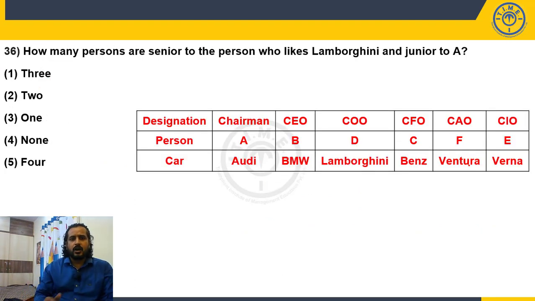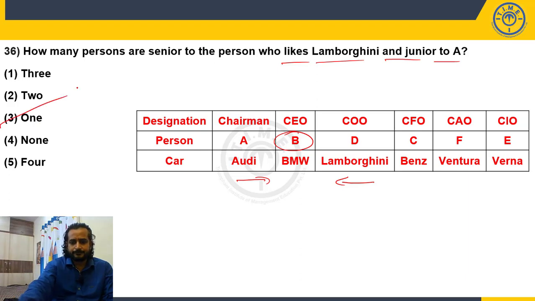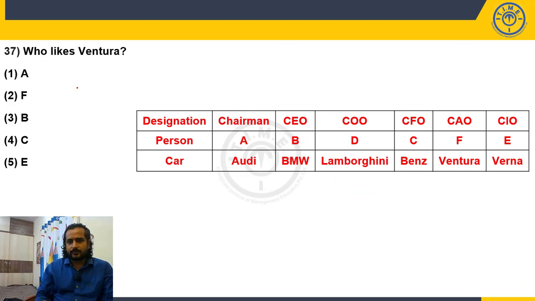Answer the questions. How many persons are senior to the one who likes Lamborghini and junior to A? So, senior to this and junior to A. Senior to this and junior to A. Who is it? 1. So, choice 3. Who likes Ventura? F. Choice 2.